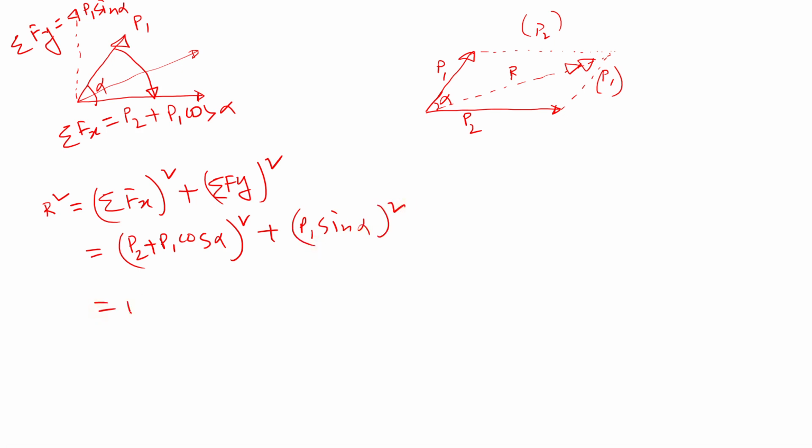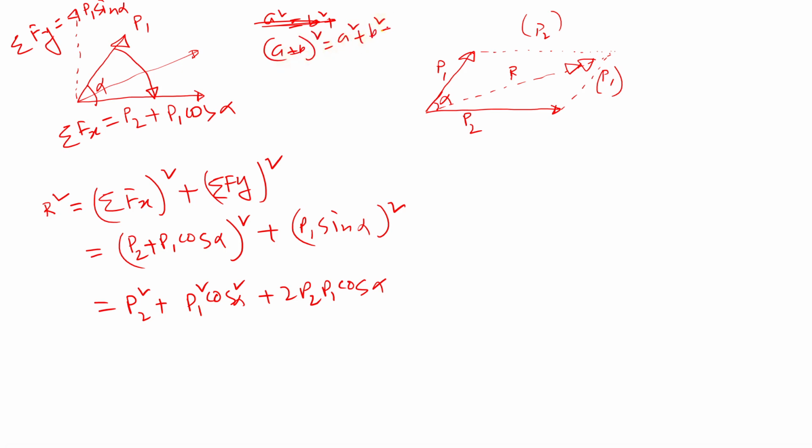square. So simply we can expand this: P2 square plus P1 cosine alpha square plus 2 P2 P1 cosine alpha. This is basically the (a plus b) whole square formula, that is a square plus b square plus 2ab. That's what we did. So we resolve that piece here, plus P1 square sine square alpha.